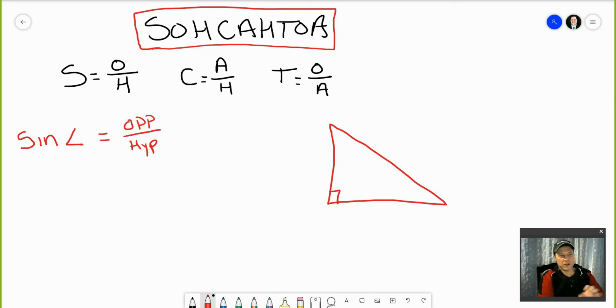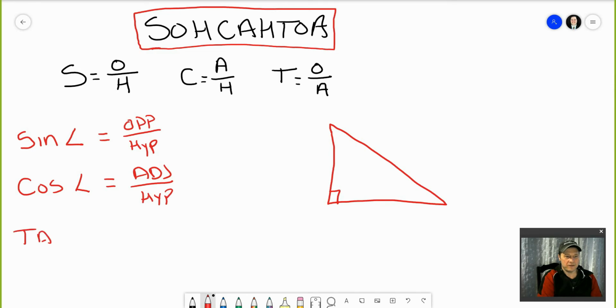We'll talk about what sine, cosine, and tangent are in a minute. But as long as you can remember this acronym, SOH CAH TOA: sine of an angle equals opposite over hypotenuse. Cosine of an angle equals the adjacent over hypotenuse. And tangent of an angle equals opposite over adjacent.